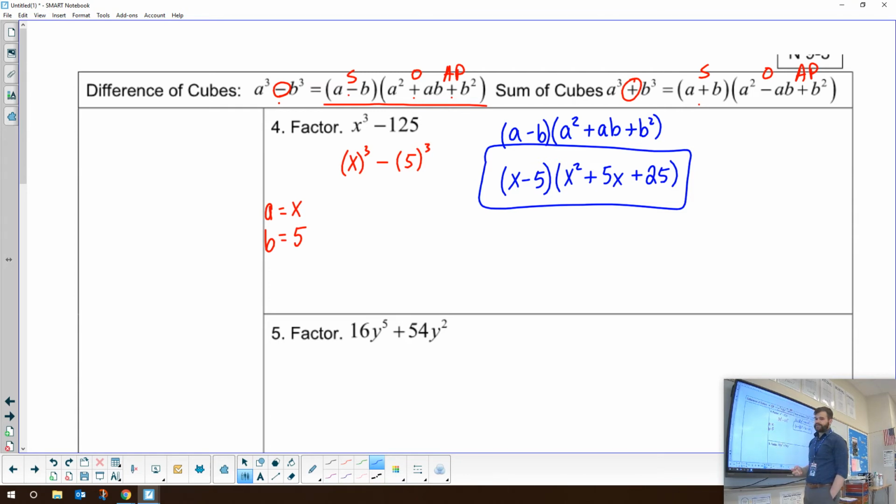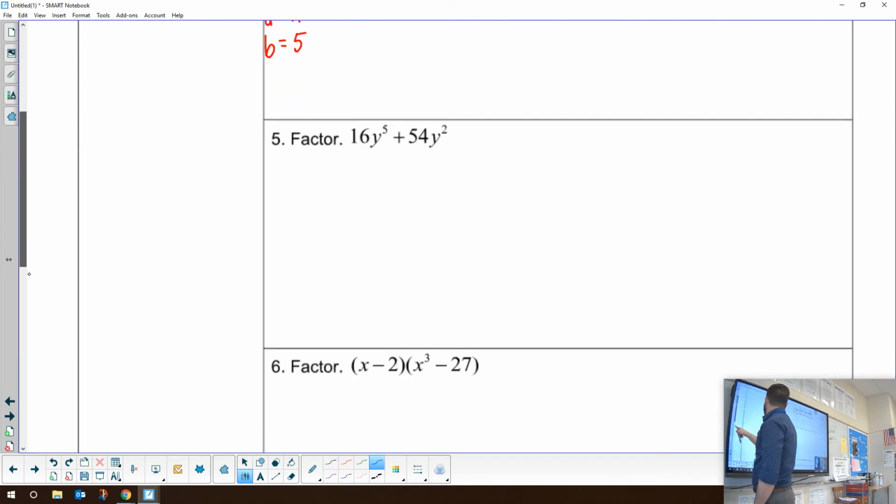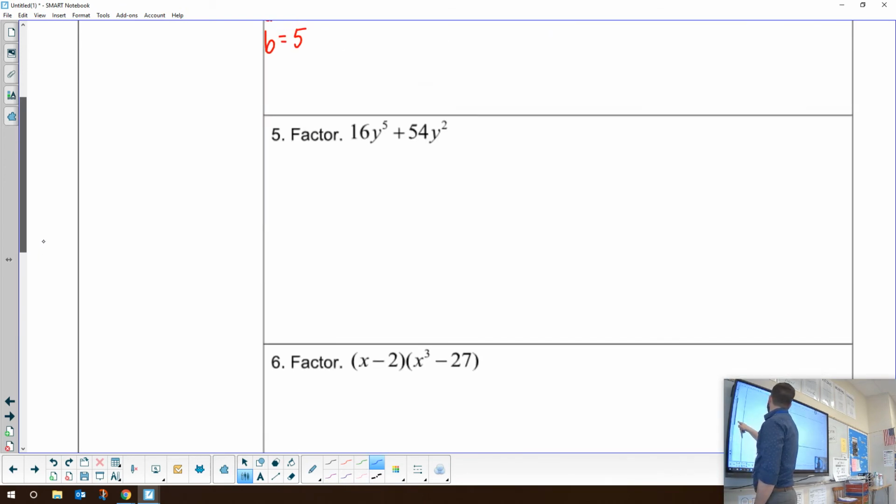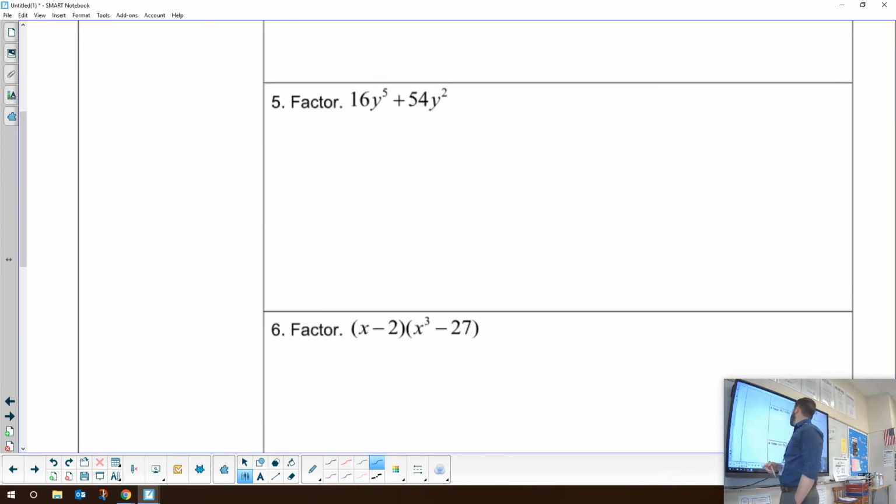Okay? All right, we just have a couple more. Say, look here at number 5. So number 5, first off, we look for a GCF, right? In this case, we have a GCF. My GCF, well, we have y squared in common, but I'm also going to have a 2 in common, okay? So we're going to need to pull out a 2y squared from each one of these.